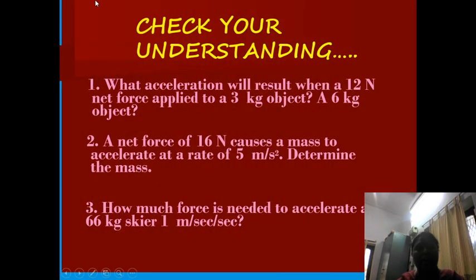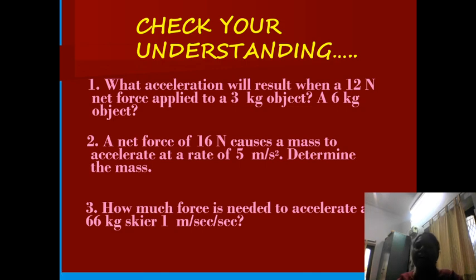So after learning all these concepts, we will check our understanding of what we have learnt. First question: what acceleration will result when a 12 Newton net force is applied to a 3 kg object and also a 6 kg object? First instance 3 kg object, second instance 6 kg object. Here the known parameters are the force, F is equal to 12 newtons, and the mass is 3 kg.